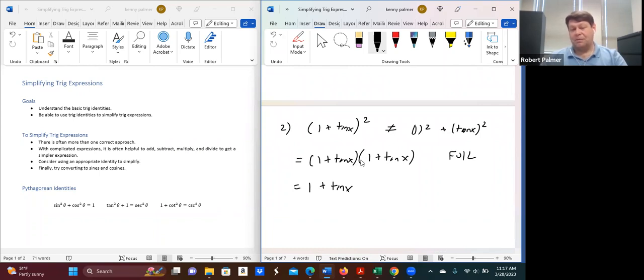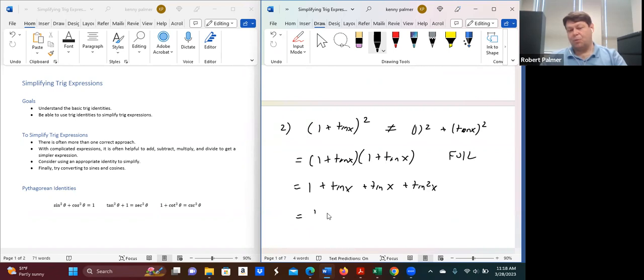The inner one turns out to be the same thing for this one. Positive tangent x times positive 1 is plus the tangent of x. And then finally, the last one, tangent of x times itself is plus tangent squared of x. Now, let's simplify this a bit. These are like terms. I combine the two in the middle.